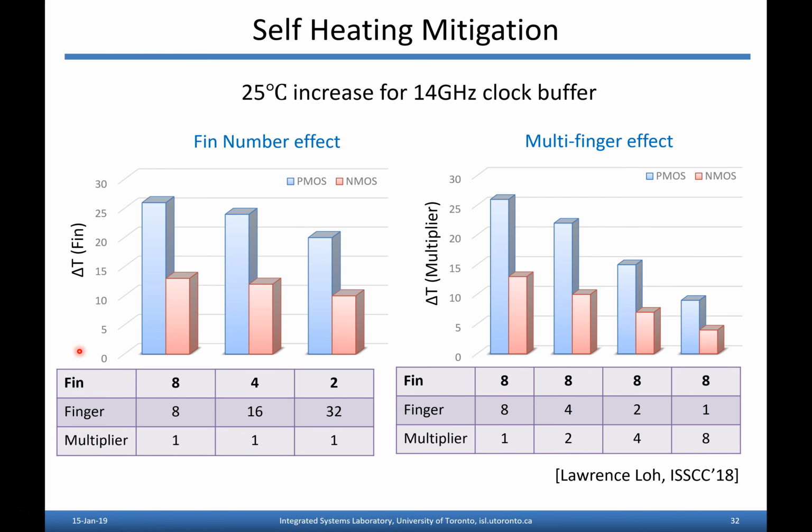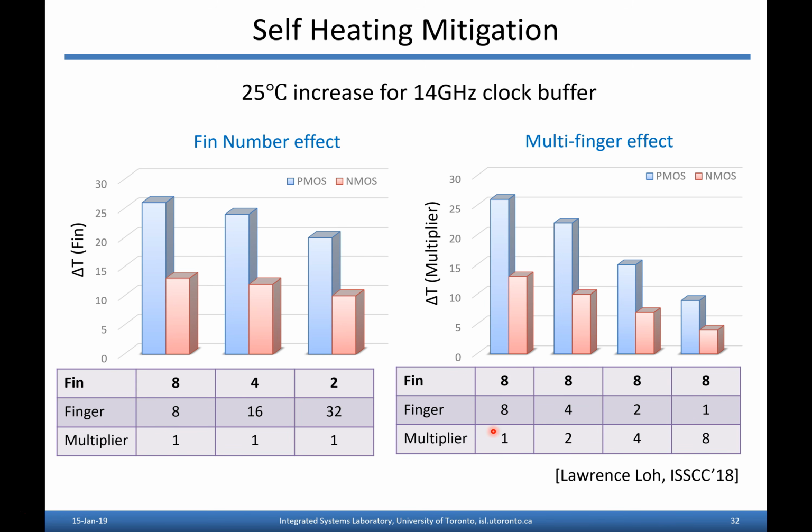Here's something that was at ISSCC in 2018, just illustrating the trade-offs in the self-heating effect. What's shown over here is the comparison of transistors with the same number of total fins, but by reducing the number of fins per finger and increasing the number of fingers, the temperature increase that arises due to the self-heating effect is less. So that's what's being plotted here. The delta T, the extra self-heating that goes on, is less when you have fewer fins per finger.